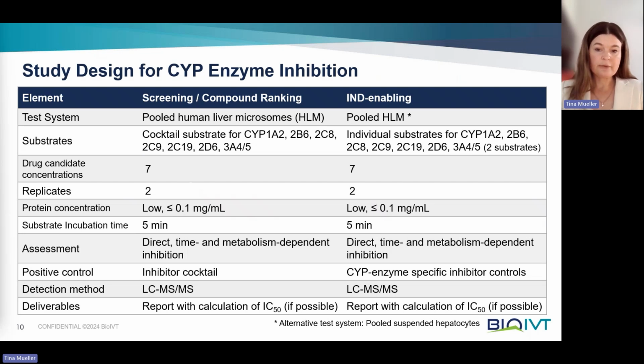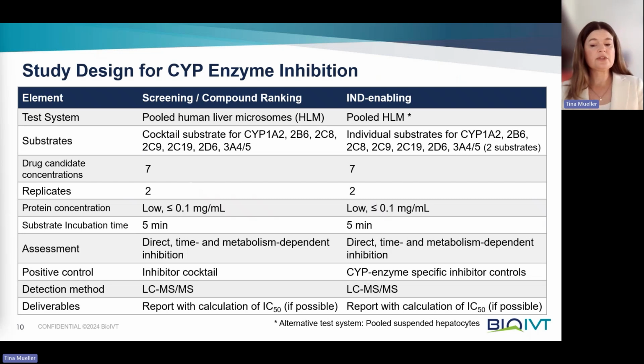7 CYP enzymes are routinely evaluated. These are CYP1A2, 2B6, 2C8, 2C9, 2C19, 2D6, and 3A4 and 5. For the simpler and more cost-effective screening study, a cocktail substrate is used to assess all 7 CYP enzymes simultaneously. For IND-enabling studies, each of these 7 enzymes is evaluated using an individual substrate.